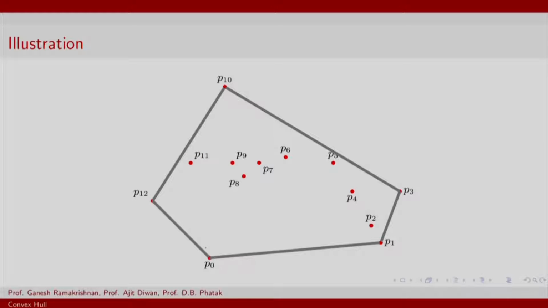and the last point P12 will be tested for inclusion with respect to P0, and yes, we find that P0 is oriented clockwise from P10 with respect to P12. So P12 will be included.